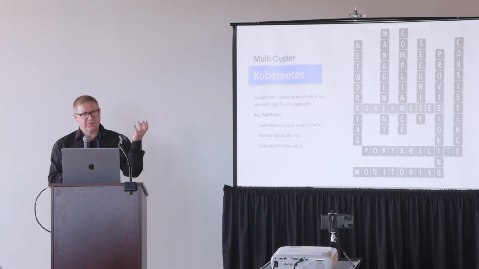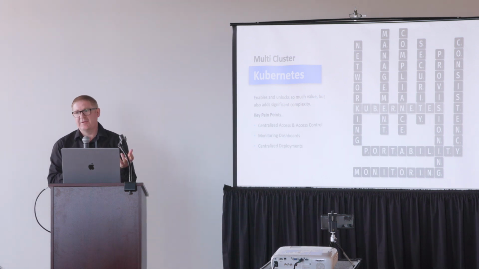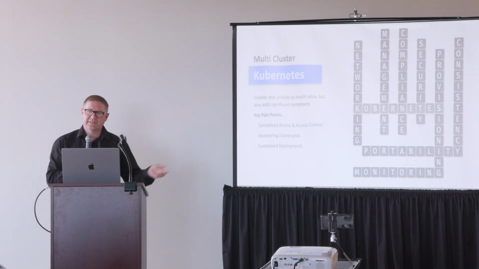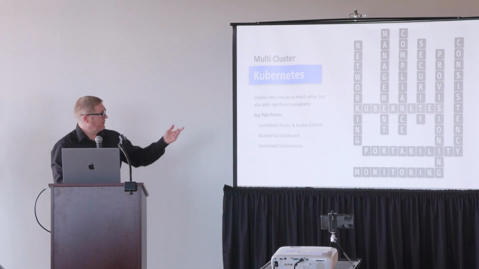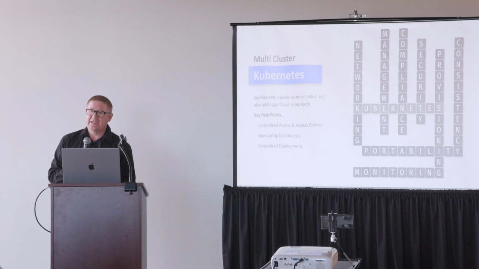How do I have users authenticate somewhere centrally and those users automatically get propagated to backend clusters? How do I define RBAC roles somewhere centrally and have those propagate? You can't go installing the OAuth extension on all your clusters and managing RBAC roles. You just can't do that. So really the three key points there, centralized access and access control, monitoring dashboards and centralized deployment, you really can't ignore those. How do you do this at scale?